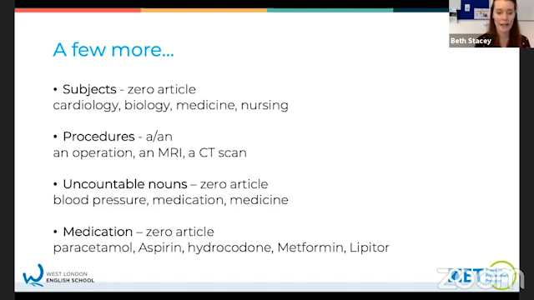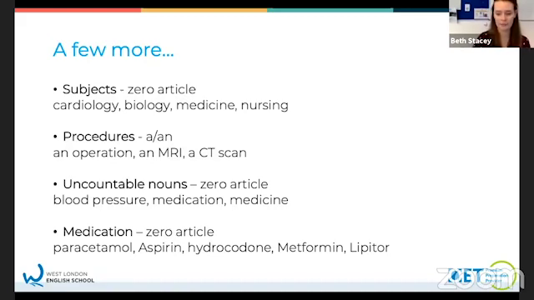There are some uncountable nouns, specifically for medicine, where we use the zero article. So you can't say a blood pressure. You can't say a medicine. You wouldn't use anything before those. And then with medication, we normally don't use anything. So again, we just talk about paracetamol, aspirin, metformin. This is all general. Again, it's not a, an, or the.